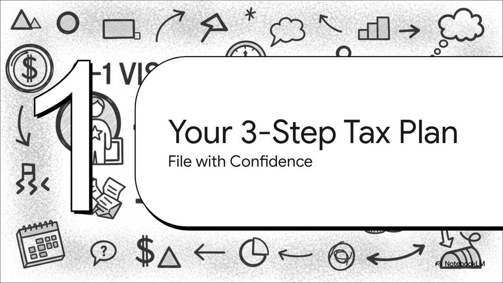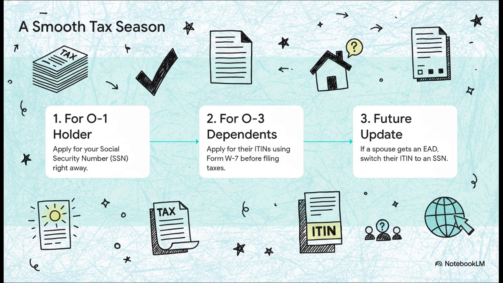How do you do that? How do you avoid that huge mistake? Well, it all boils down to a super simple 3-step plan. This is your action plan for filing with total confidence. Here we go, your path to a smooth tax season. Step 1, for you, the O-1 holder, get that SSN as soon as you possibly can. Step 2, for your O-3 dependents, apply for their ITINs before you file your first tax return. Seriously, don't wait until the last minute on this one.